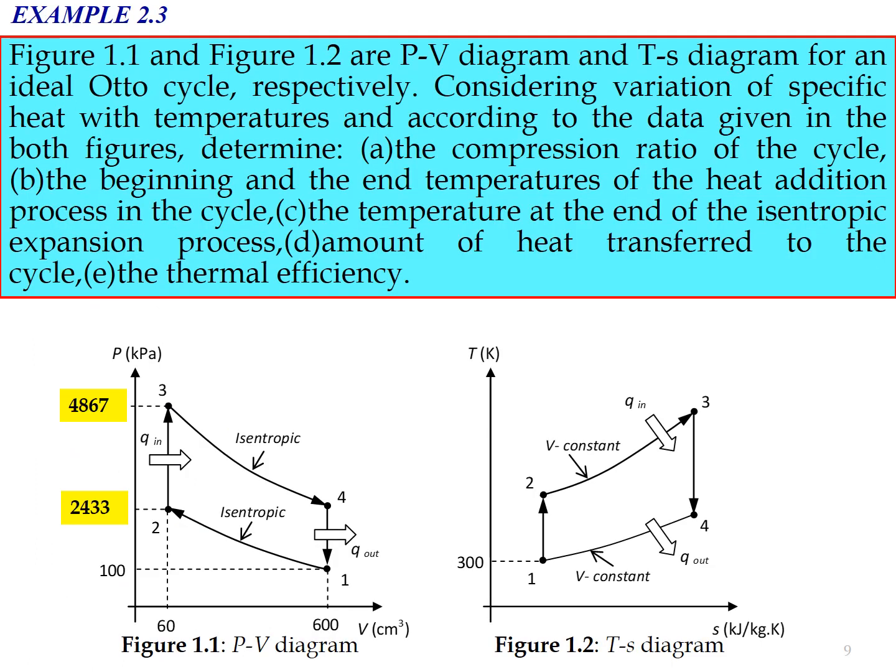Next, we go to example 2.3. Figure 1.1 and figure 1.2 are the PV diagram and also the TS diagram for an ideal Otto cycle respectively. Considering variation of specific heat with temperature, and according to the data given in both figures, determine A, the compression ratio of the cycle. B, the beginning and the end temperatures of the heat addition process in the cycle. C, the temperature at the end of the isentropic expansion process. D, the amount of heat transfer to the cycle. And E, the thermal efficiency.